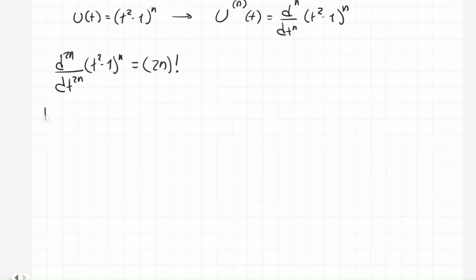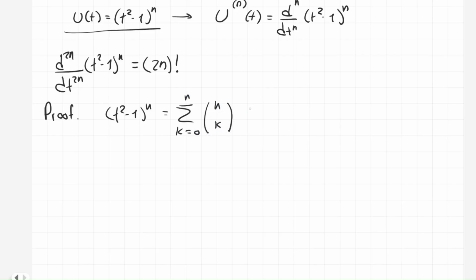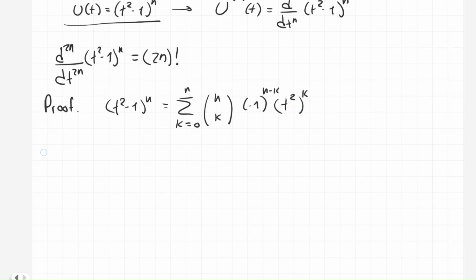Okay, so we are going to start with the proof, and we are going to use this definition over here to establish, using the binomial formula, that t squared minus 1 to the n is going to be the sum from k equals 0 up to n of n choose k, and then it will be minus 1 to the n minus k times t squared to the k power.